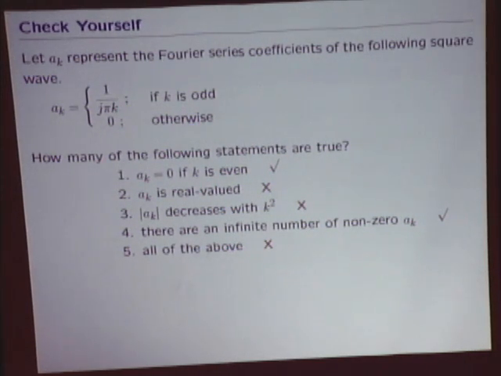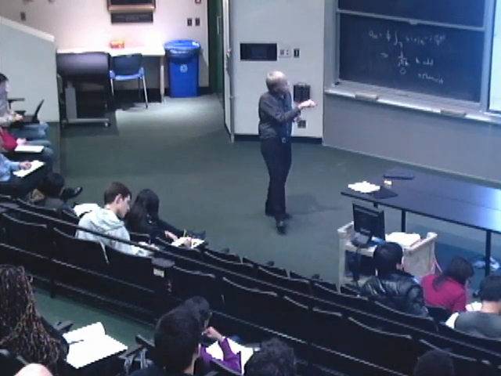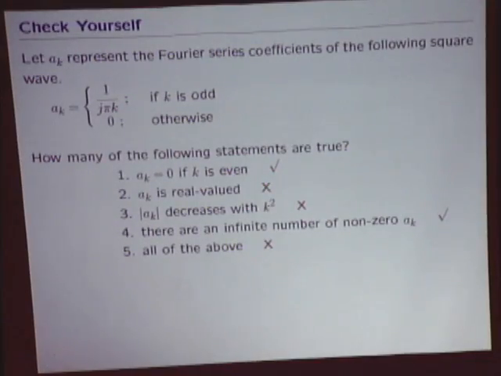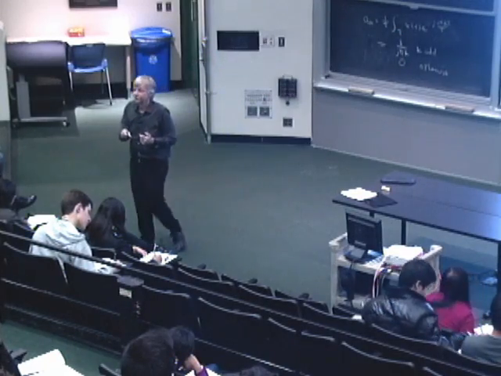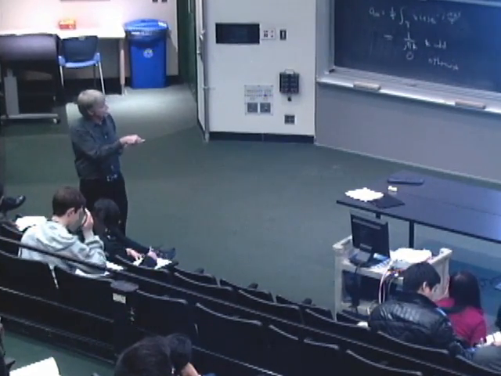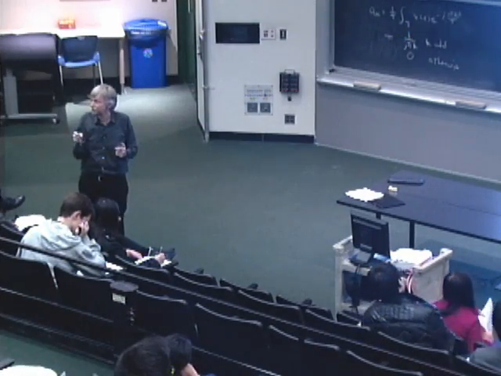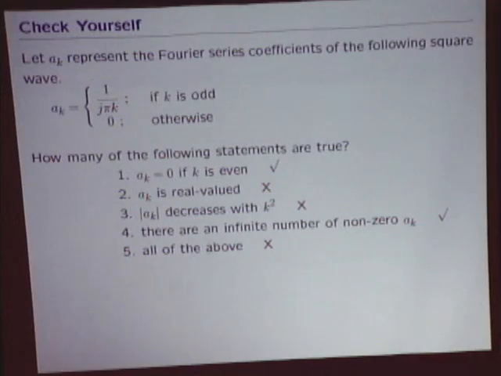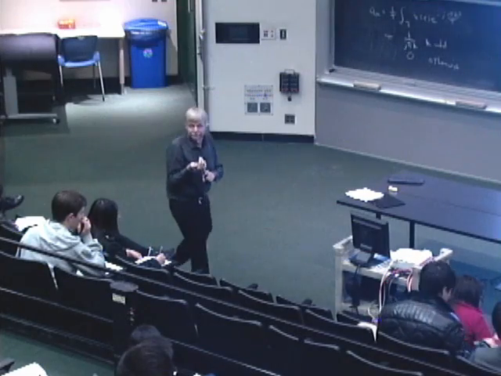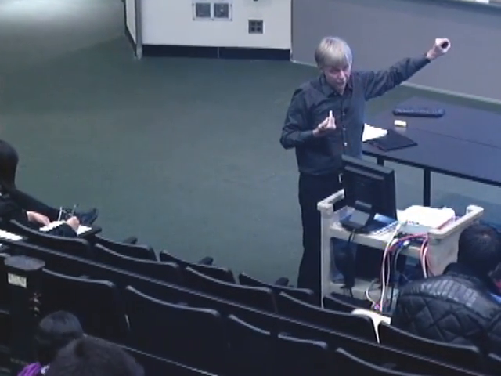a_k is real. Nope, there's a j in it. a_k magnitude decreases with k squared. Nope, decreases with k. There's an infinite number of non-zero terms. Yep. Right? k goes to infinity. All of the above, obviously not. Okay? The point is, it's simple to do, and you end up representing the time waveform by just a sequence of numbers.